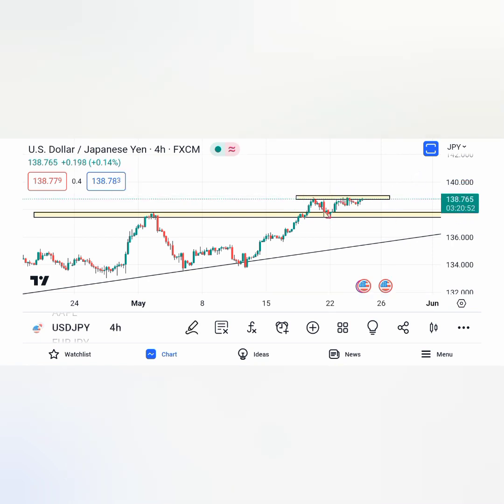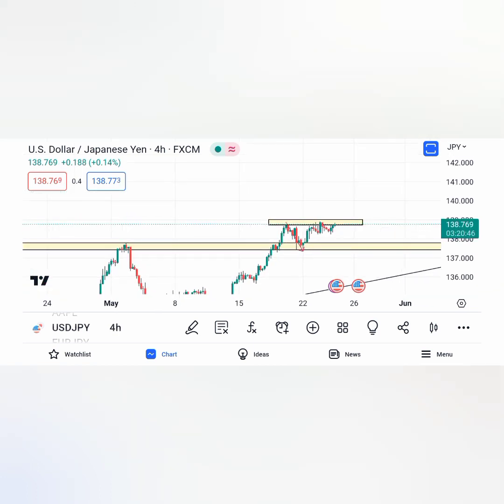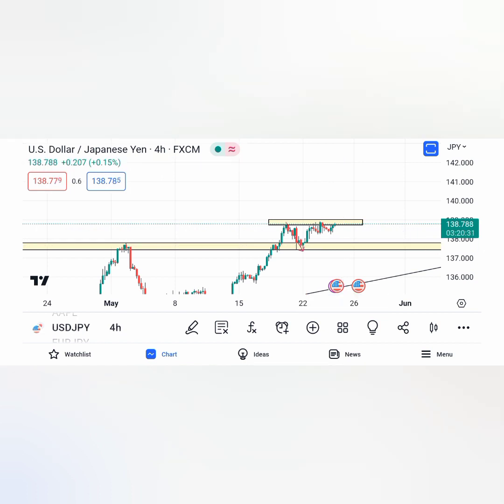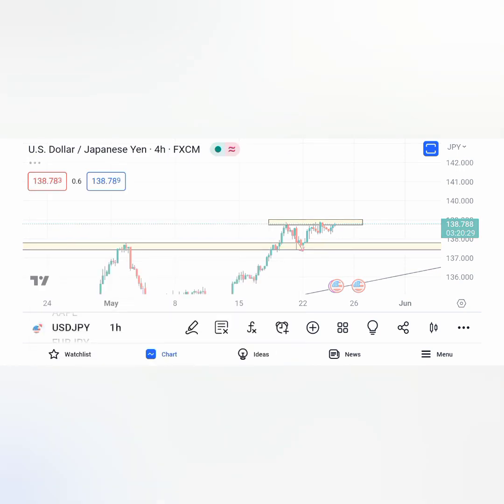So the third step says to be patient for price to get to your key level. So now looking at the 4-hour time frame, you can see that price has gotten to our key level. So now we don't know whether price is going to break this particular resistance level or will continue downwards. We don't know what's going to happen. So like I said, we move to the 1-hour time frame.